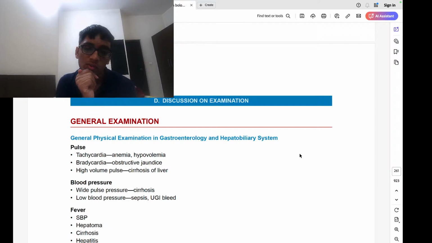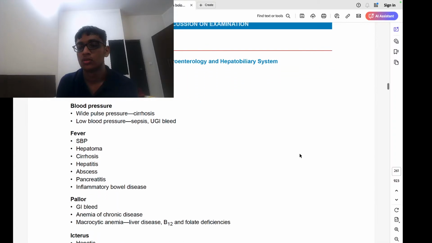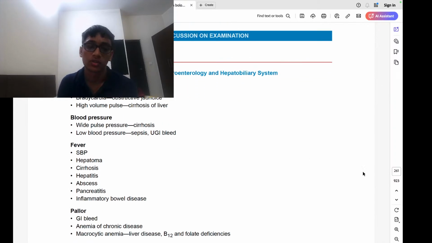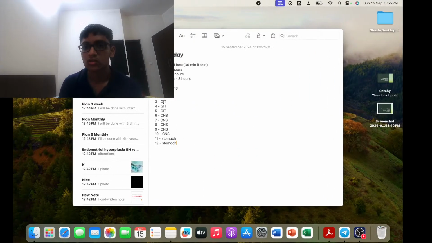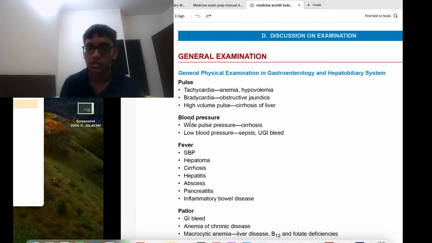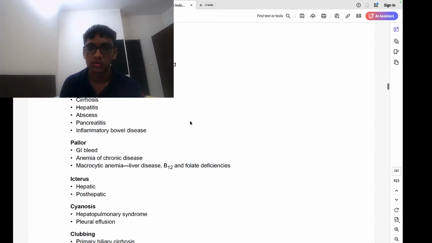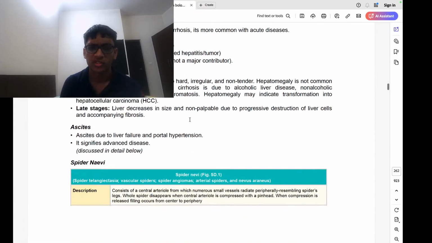So, general physical examination in gastroenterology and hepatology system. This examination is 50 pages. Again, it'll take around 5 hours. According to my schedule right here, I have another 2 hours to finish this entire thing, which, I mean, is possible.